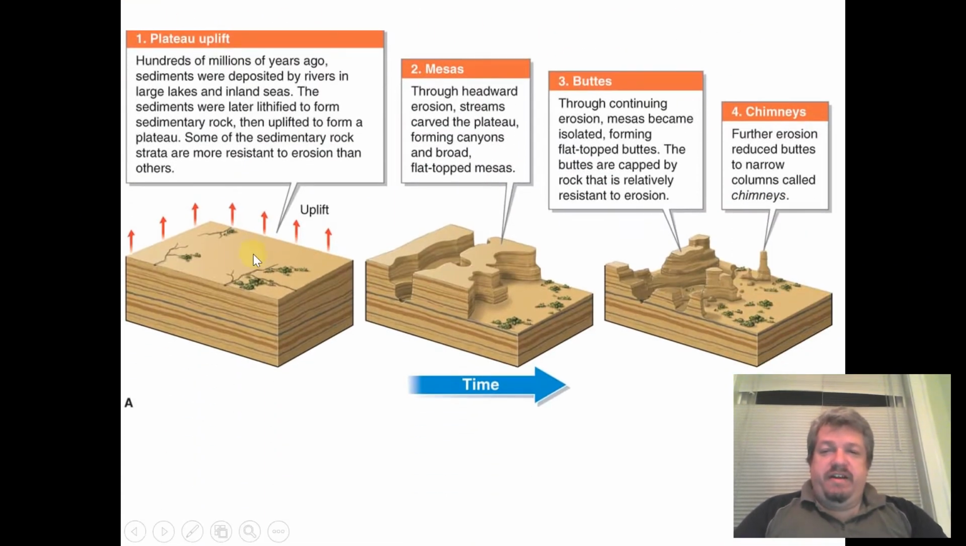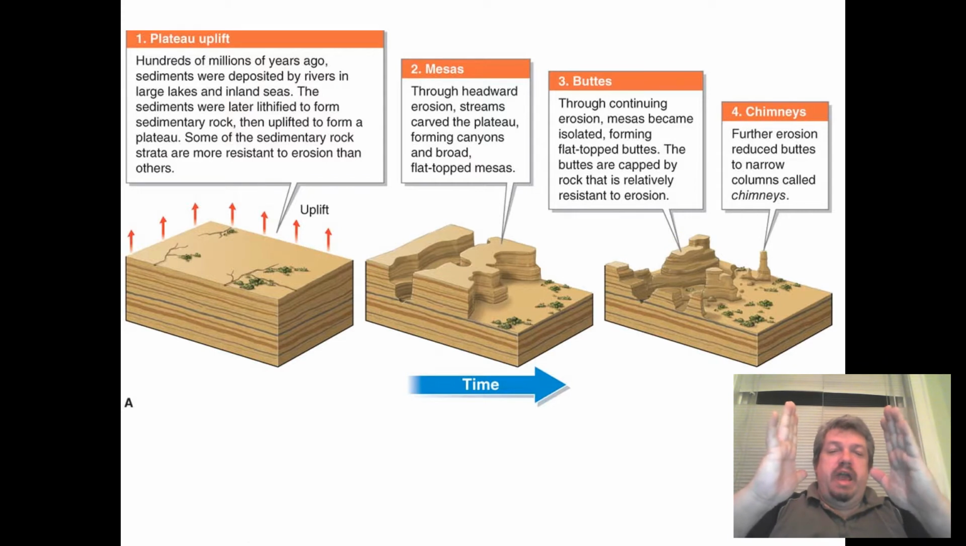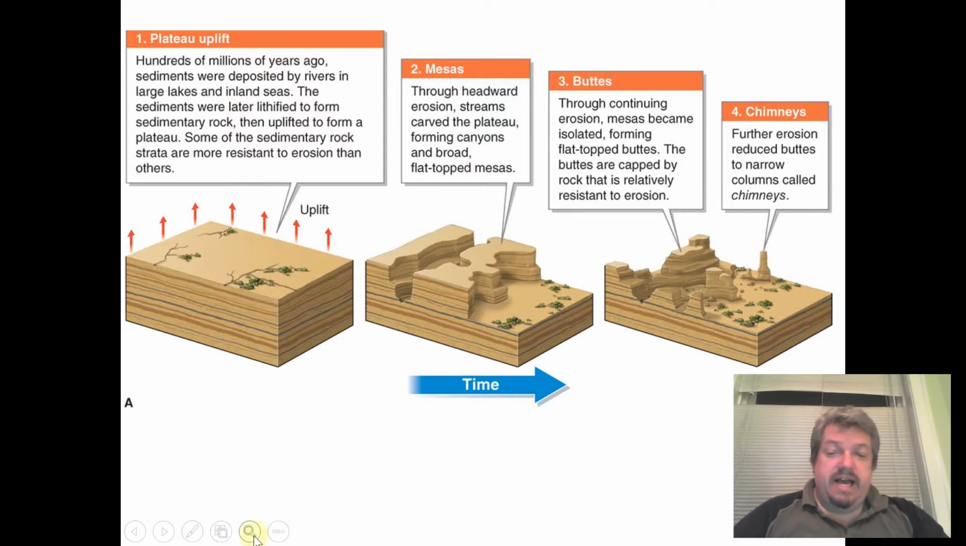Here you have a flat area, and maybe it's uplifted, and now there's erosion. So streams carve through, and this is a mesa, so it's wider than it's tall, right? That's a mesa right there. Now, over time, if these get narrower, now you have buttes, and a butte is taller than it's wide. So a mesa eventually wears down into a butte, and if it keeps on wearing away, it becomes a chimney. So they kind of look like this.